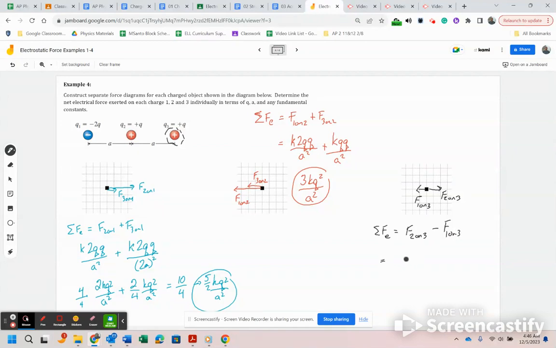2 on 3 to the right is going to be K times Q over A squared minus K times 2Q over 2A parentheses squared. All right, so when we make this calculation, we are going to get 2 in the numerator, 4 in the denominator, which will be 1/2. And when we subtract it from 1, our answer is going to be 1/2.